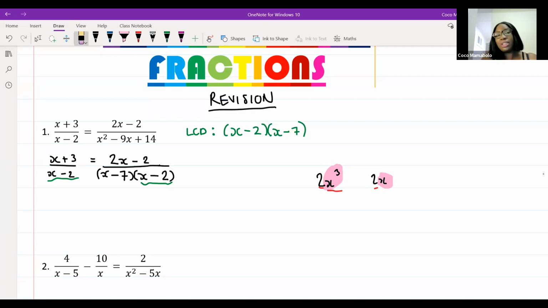It's almost like that 2 and 4 argument we had. My LCD is actually 4 because 2 is contained within 4. So there's no need for me to write 2 and 4 when 2 is already inside 4. Just like with x, there's no need for me to write x cubed times x when x is already inside x cubed. You get me? Yes, ma'am.